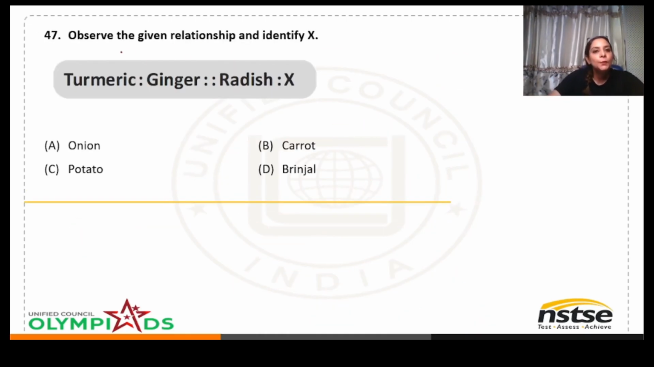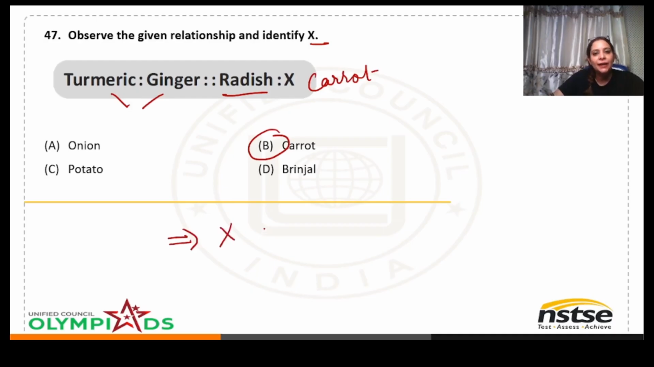Okay, next question. Observe the given relationship and identify X. The relationship says turmeric can be related to ginger and radish can be related to X. We need to find X. Options are onion, carrot, potato and brinjal. Now let me tell you, turmeric and ginger are somehow similar to each other. If you look at them, they are similar. And radish is similar to option B, that is carrot. Both of them are obtained from the root of the plant. So X is identified as carrot. Therefore, the correct answer is option B.